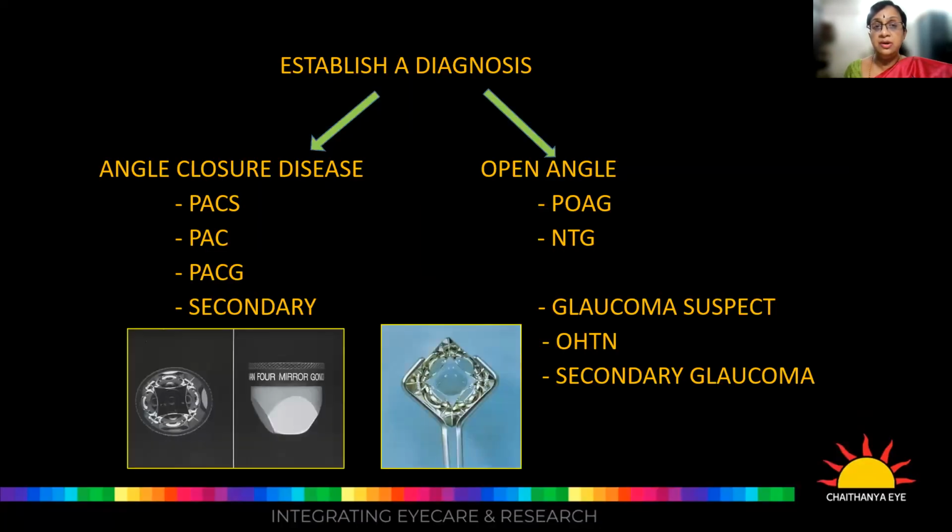So the pearl here is that you have to establish a diagnosis, not just diagnose glaucoma with a comprehensive ophthalmic evaluation, but you have to diagnose correctly the type of disease, whether it is open angle or angle closure. And the key tool for that is gonioscopy. The art of gonioscopy has to be mastered by a clinician for a good management of glaucoma.